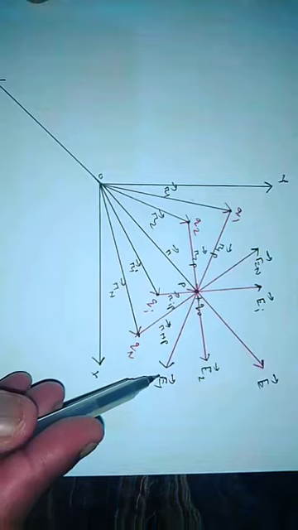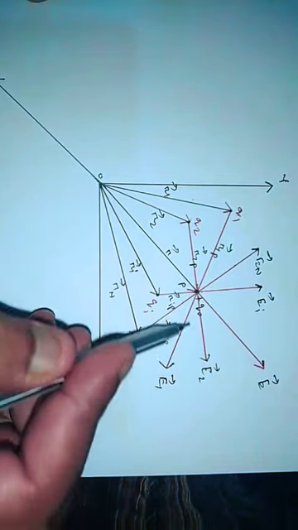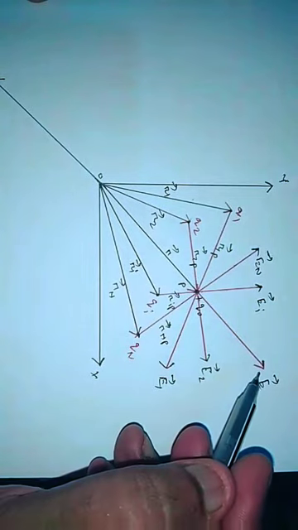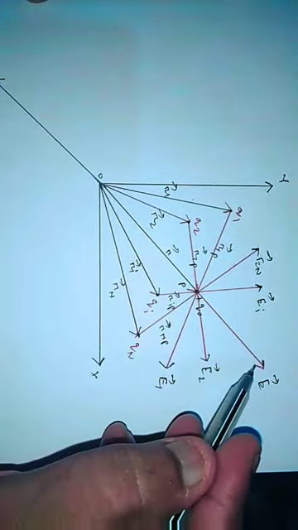So electric field intensity at point P due to charge q1 is E1. The electric field intensity at point P due to charge Q2 is E2, etc. So the total electric field intensity at point P due to all other charges is E.